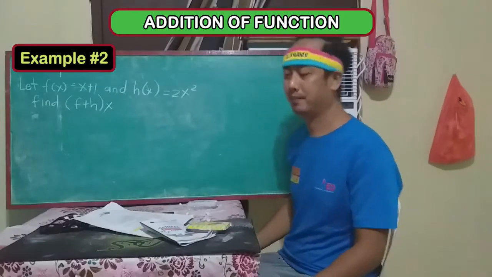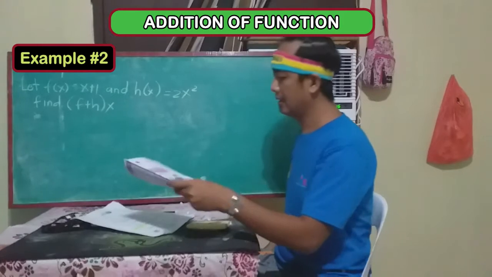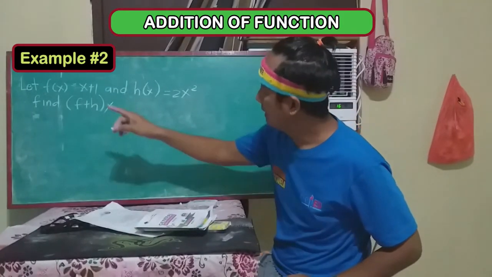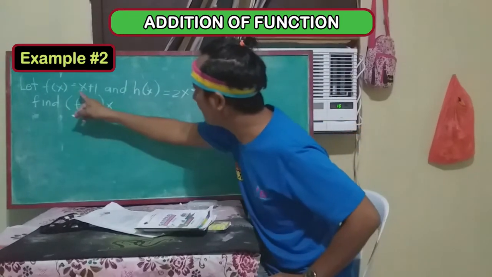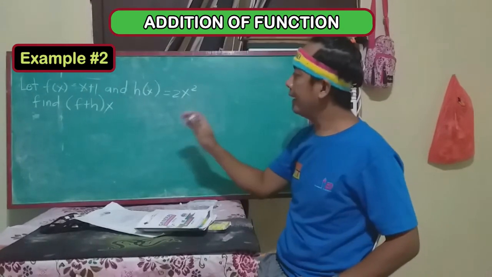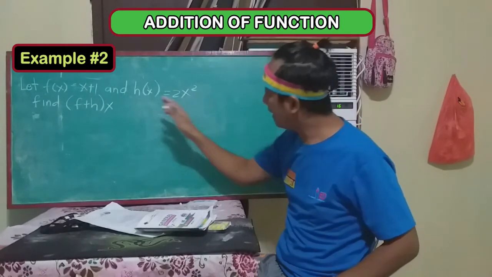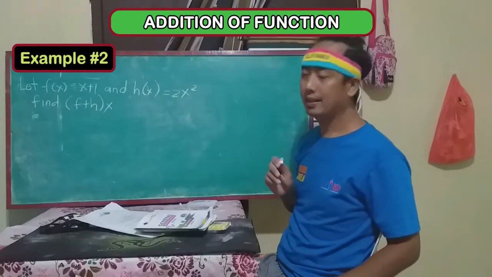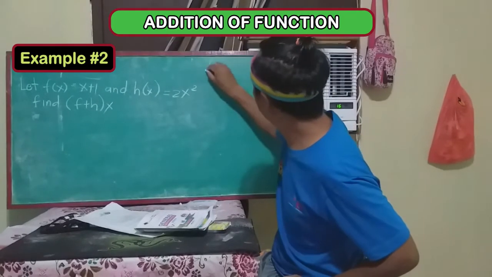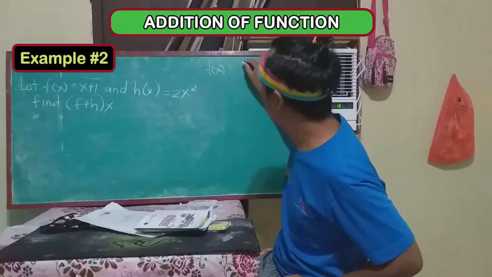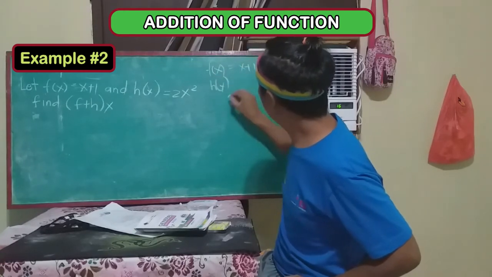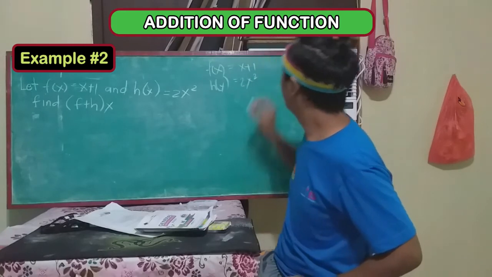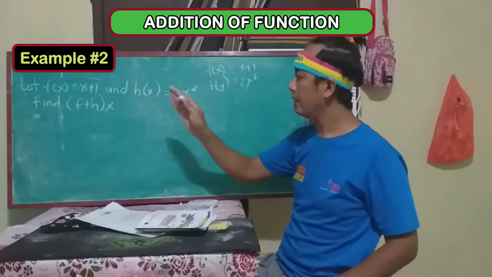Example number 2 tayo sa module. Ang example number 2 ay let function of x is equal to x plus 1, and function of h is equal to 2x squared. So, ibig sabihin, ang function of x is equal to x plus 1, at ang function of h is equal to 2x squared. Diba? Find f plus h of x.